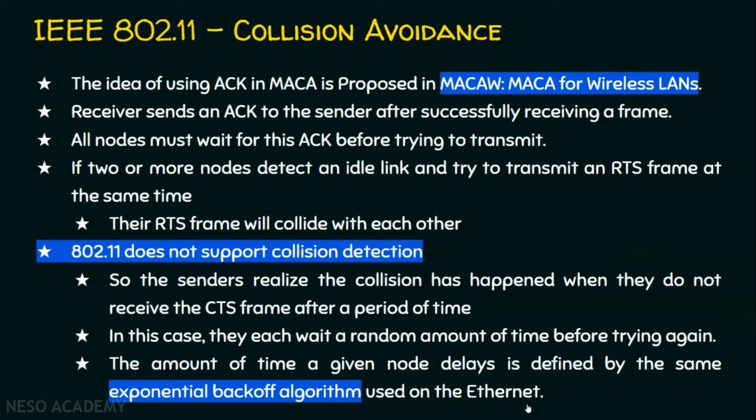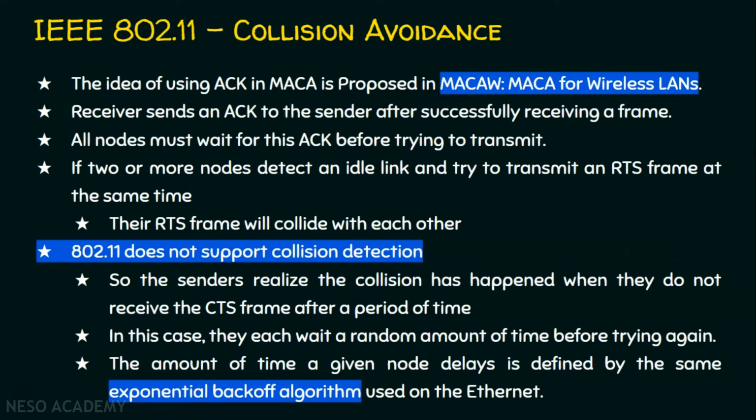In Ethernet, we have seen the exponential backoff algorithm where the retransmission process is delayed. For every retransmission attempt, it doubles the waiting time. So MACAW is also following the same exponential backoff algorithm. And this is how collision is avoided in IEEE 802.11, the Wi-Fi. And the main reasons for collision are the hidden terminal problem and the exposed terminal problem.